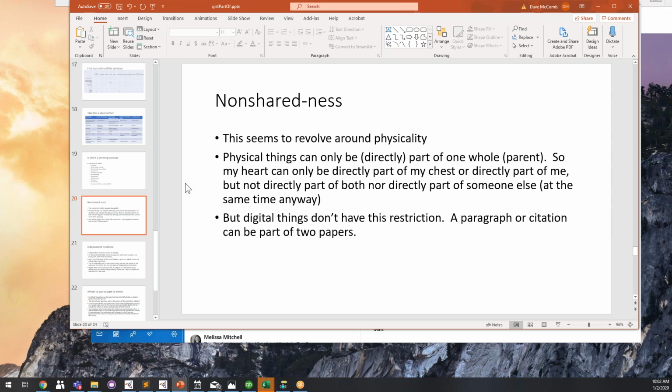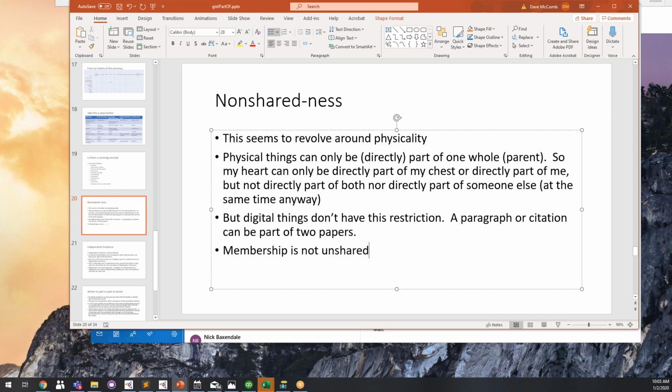So on the final bullet here, though, about digital things not having this non-sharedness, that can also apply to not just digital but also conceptual things like organizations. I can belong to two organizations simultaneously. Yes, that's a good one. Let's talk about membership. That's membership, different. Yep. Okay.